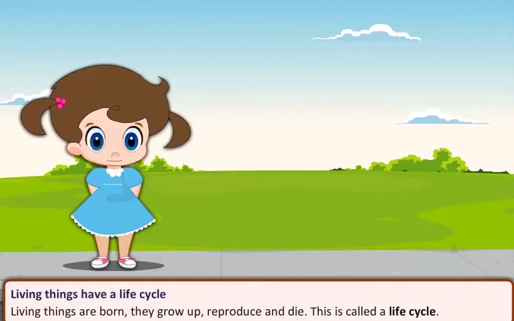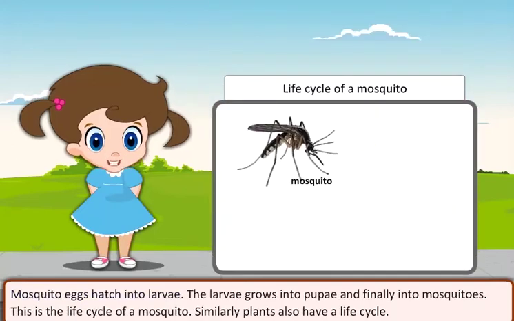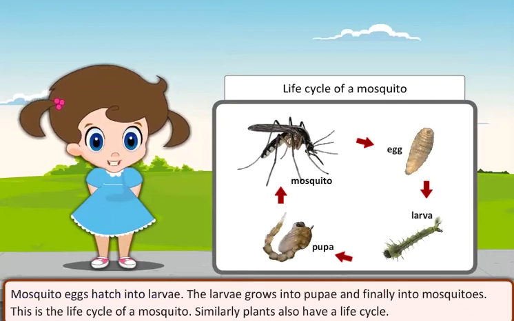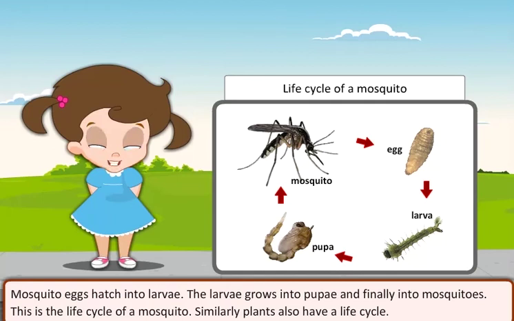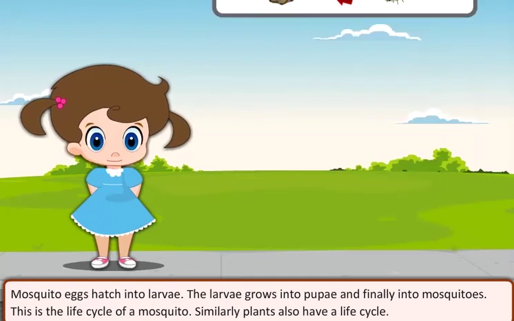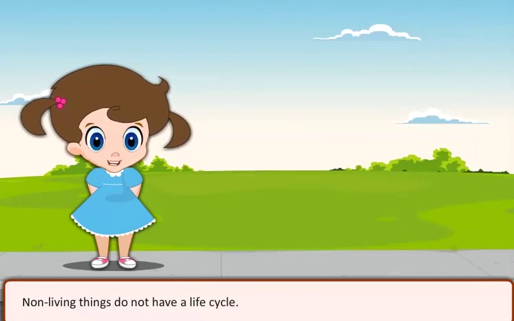Living things have a life cycle. Living things are born, they grow up, reproduce, and die. This is called a life cycle. Mosquito eggs hatch into larvae. The larvae grow into pupae and finally into mosquitoes. This is the life cycle of a mosquito. Similarly, plants also have a life cycle. Non-living things do not have a life cycle.